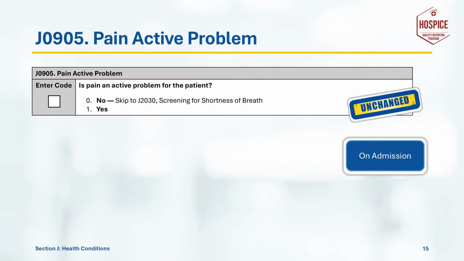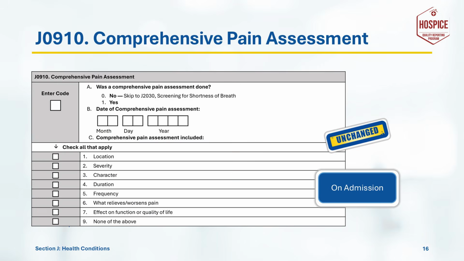Remember, pain can be an active problem even if the patient is not experiencing pain at the time of the assessment. If the clinician determines pain is not an active problem, the remaining pain items are skipped, and the clinician moves to the shortness of breath items. For those where pain is an active problem, the clinician moves to the third pain item, J0910, comprehensive pain assessment. This item remains unchanged and continues to be collected on admission.